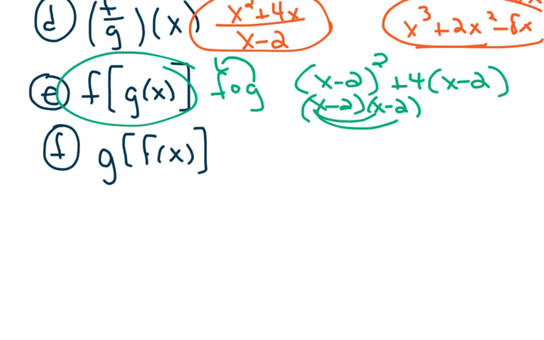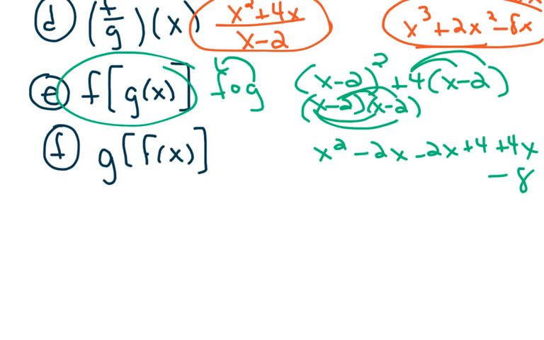x squared minus 4x, minus 2x, minus 2x plus 4. And then we'll distribute this 4 over here. So we have a plus 4x minus 8 at the end. And then I'm going to combine my like terms. I get x squared. Negative 2x is negative 4x. Plus 4x is 0. And then 4 minus 8 is negative 4.